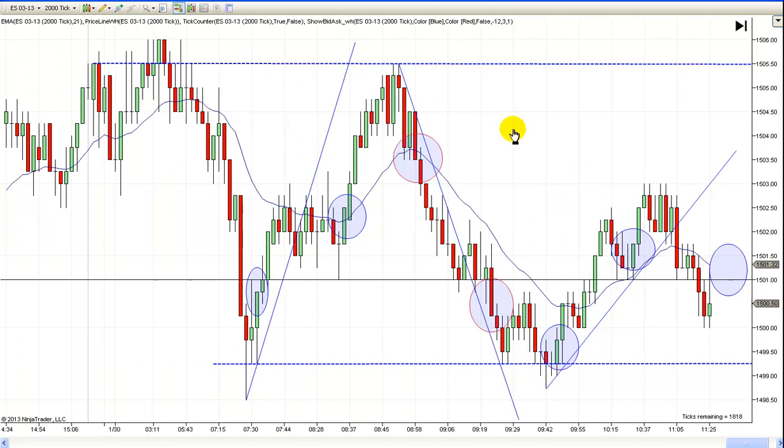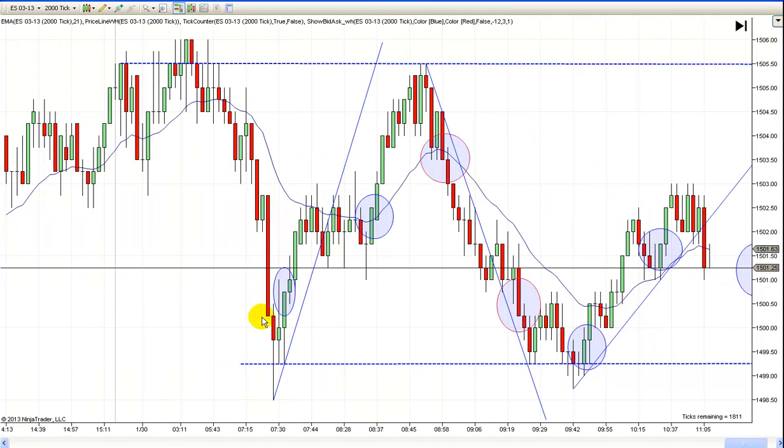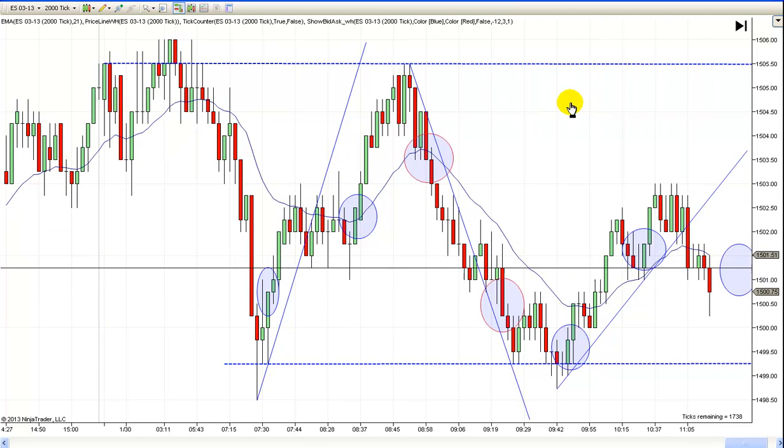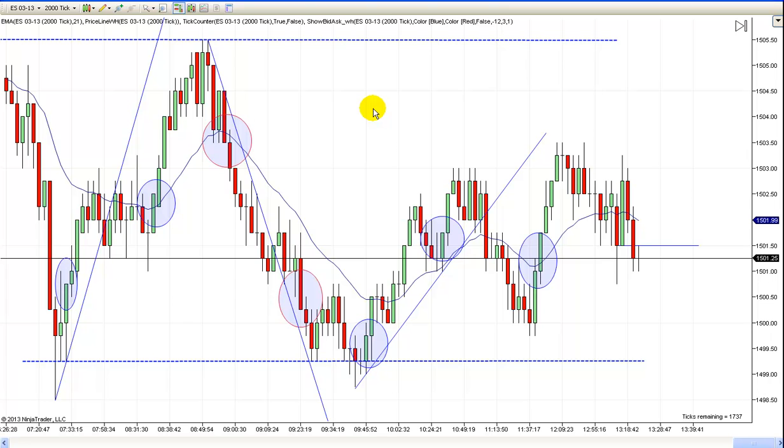And here's a good example. This was a very emotional move down right here, and look what happened. It took it right back. And that's what you will see.